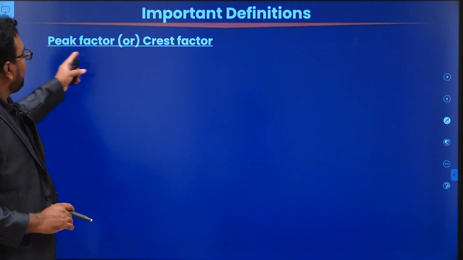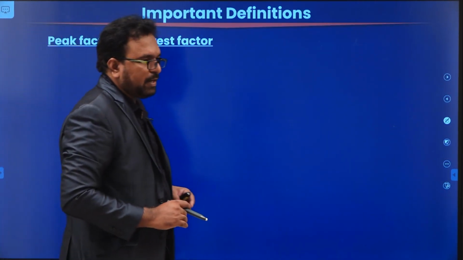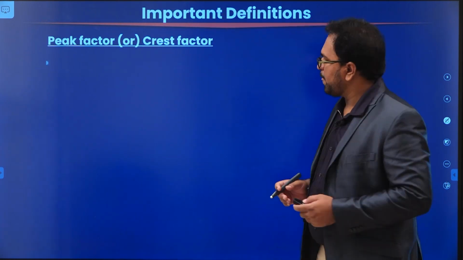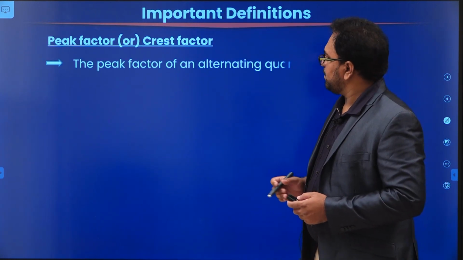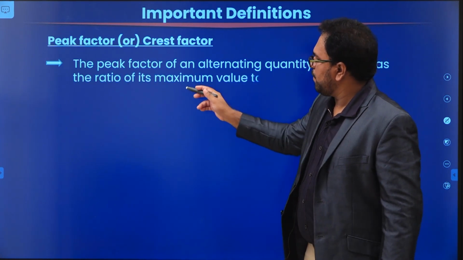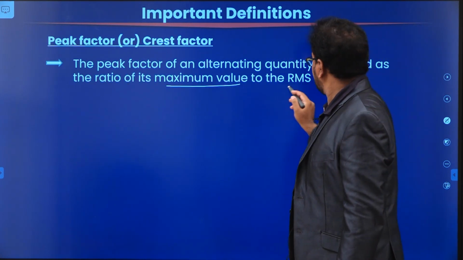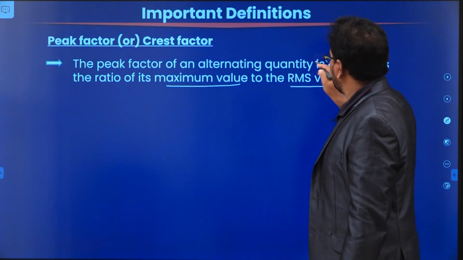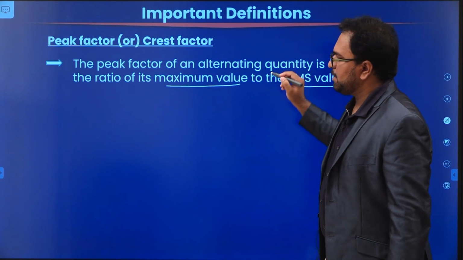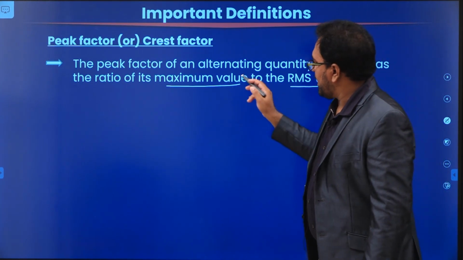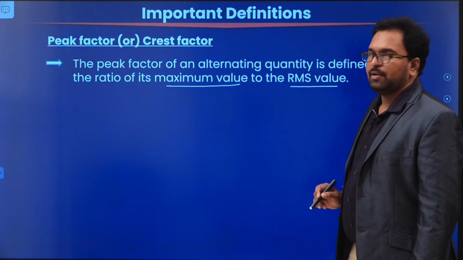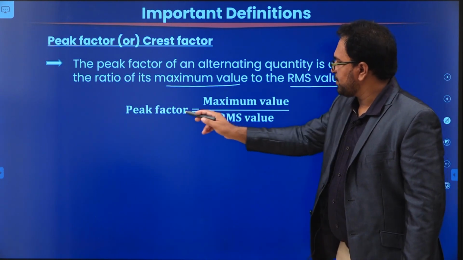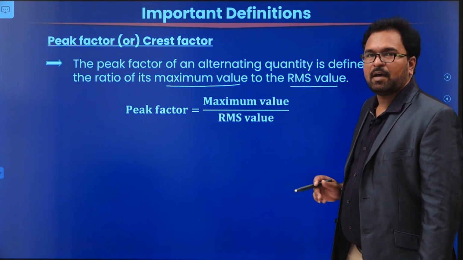Next one, peak factor or crest factor. So what is the definition? Peak factor is nothing but the ratio of its maximum value to the RMS value. The peak factor of an alternating quantity is defined as the ratio of its maximum value to the RMS value. So mathematically, peak factor is equal to maximum value by RMS value.